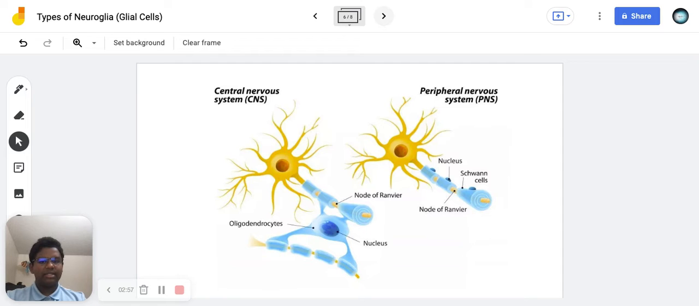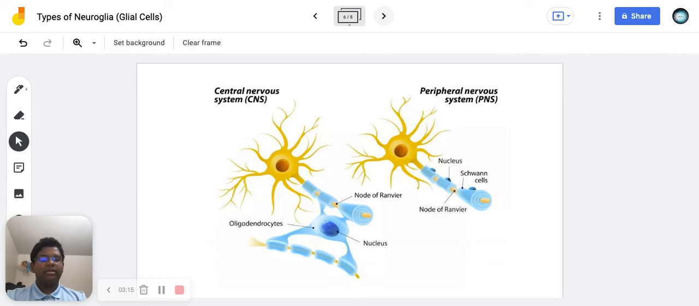Oligodendrocytes and Schwann cells are very similar. They are both responsible for covering neurons with an insulatory material called the myelin sheath. Oligodendrocytes myelinate neurons in the central nervous system, and Schwann cells myelinate neurons in the peripheral nervous system.